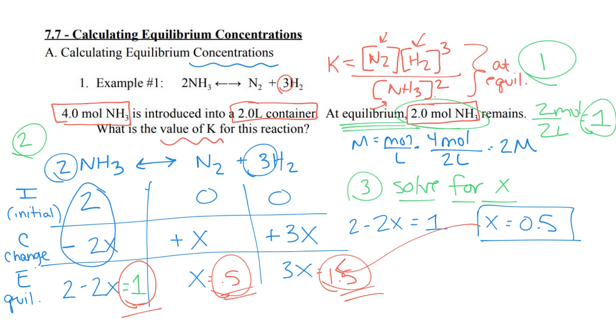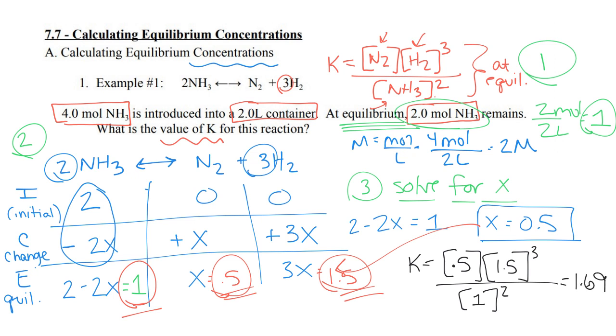So now I'm going to, let me get a different color. Now I'm going to plug in for N2, 0.5. For H2, I'm going to plug in 1.5. And then that needs to be cubed. Let's not forget those exponents. And then for my NH3 concentration, I'm plugging in my concentrations at equilibrium. So that is 1, and then that number is squared. So I'm going to go ahead and calculate K. That's 1.69. No units. That's my K value.